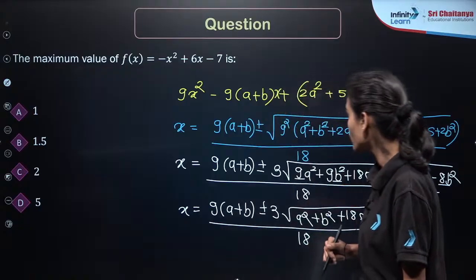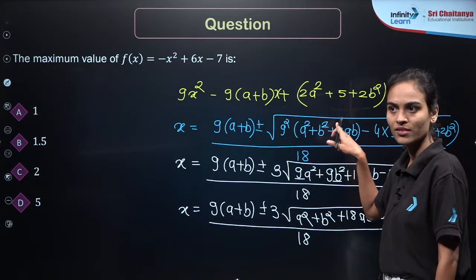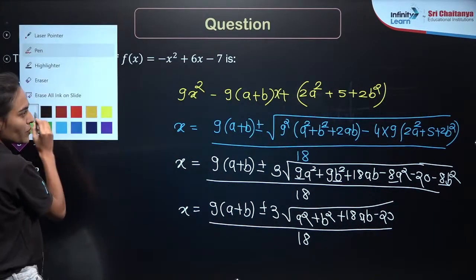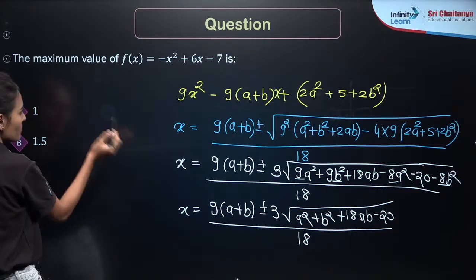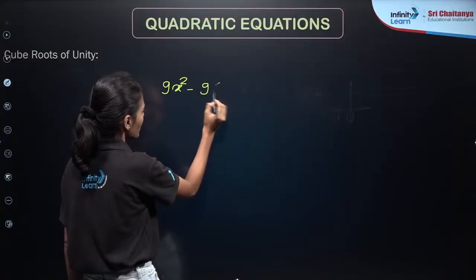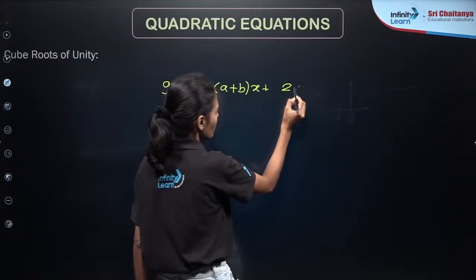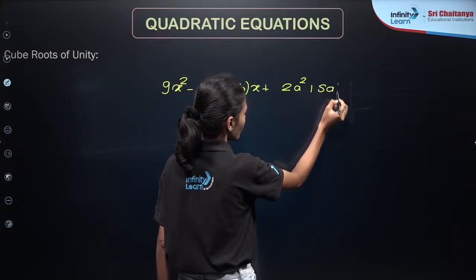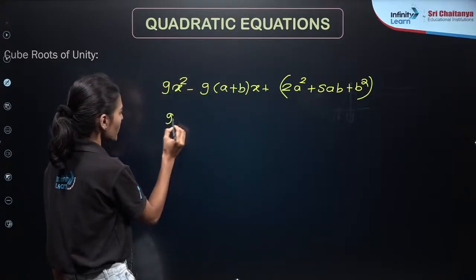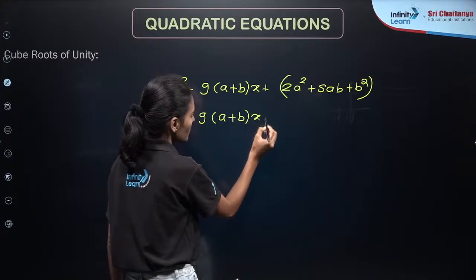Where is the 5ab you are saying? In between you have 5ab. Okay, then it is simple. You have it as 9x square minus 9 times (a plus b) times x plus this is 2a square plus 5ab plus 2b square, right? So this is nothing but your 9x square minus 9 times (a plus b) times x.